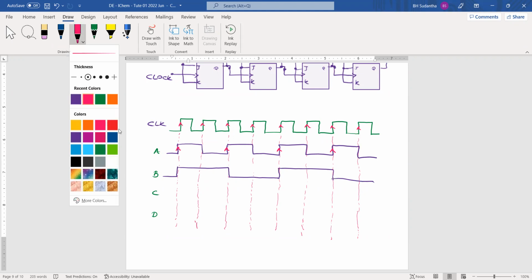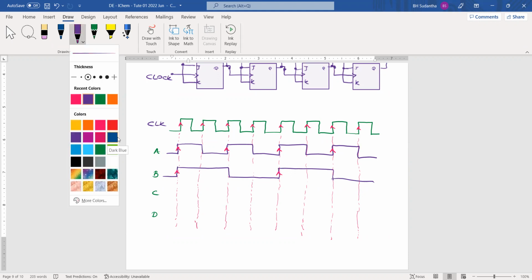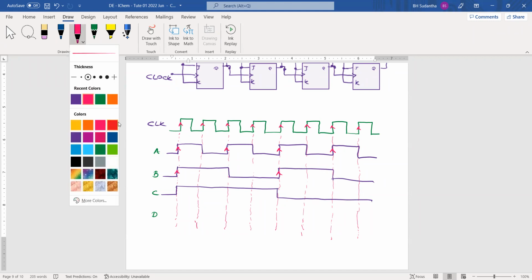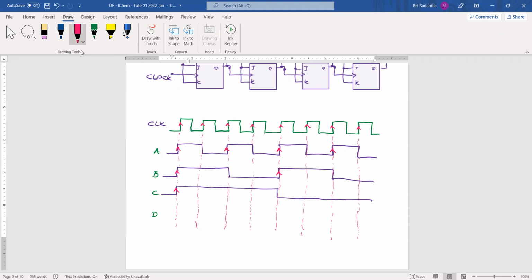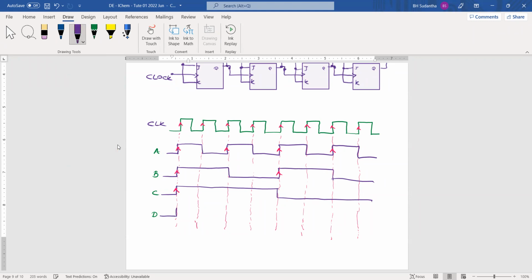C will be triggered at these rising edges of B. Then we can draw C. Initially it's at 0, and here it will be triggered. And here it's coming down like this. Then D will be triggered at this edge. We can draw D, 0. Then after that, it's going like this.